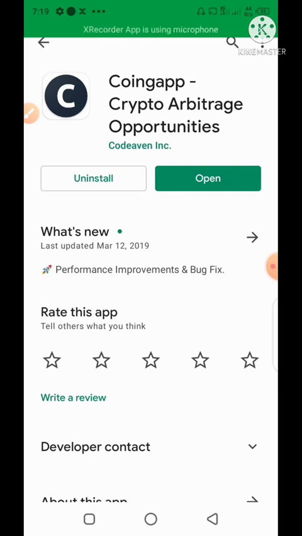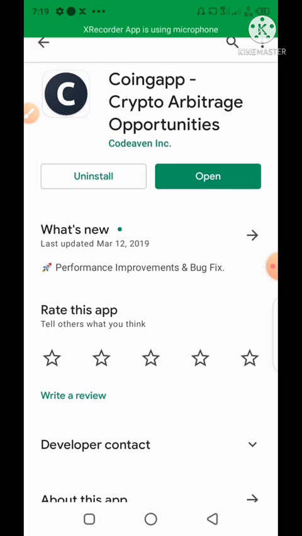Today I will be making another video on the CoinGap application, as I did earlier this week in Hausa language, but today I will be making this video in English language for my viewers and subscribers who complained that they don't understand Hausa. So I decided to make this video for them to understand arbitrage trading using this application.